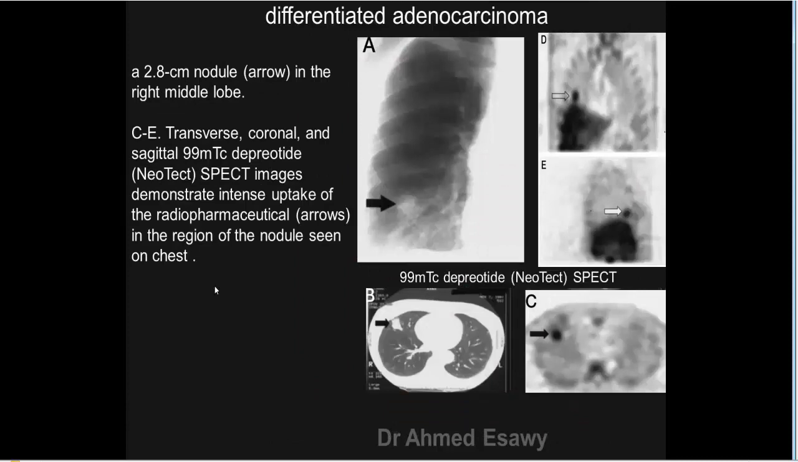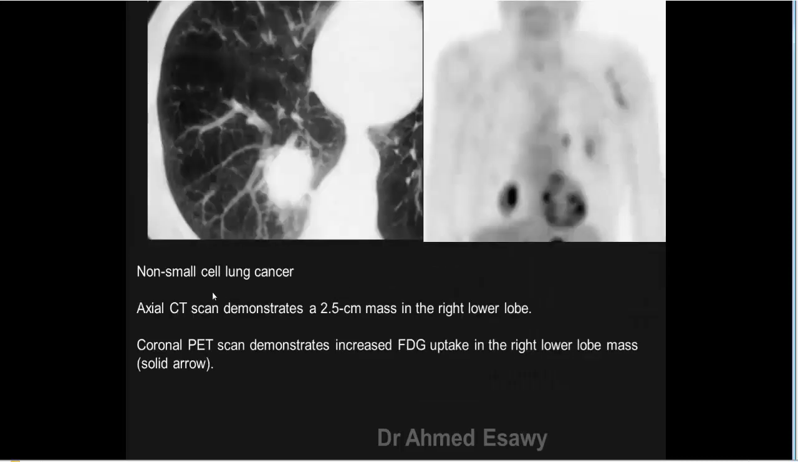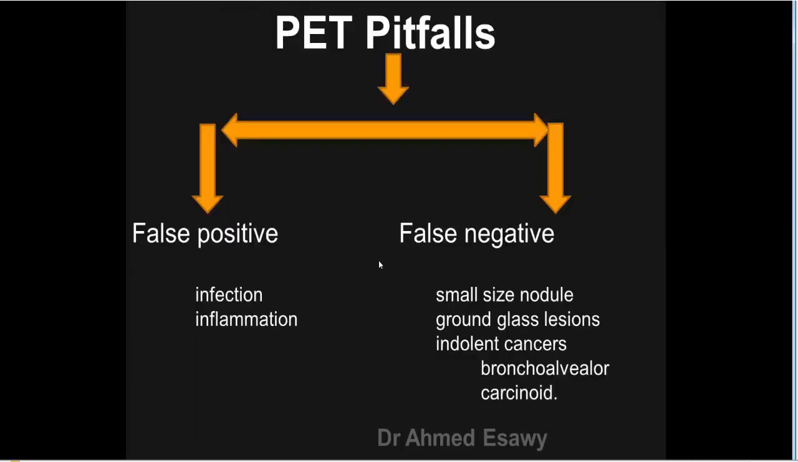Differentiated adenocarcinoma case, a 2.8 cm nodule in the right middle lobe. We show uptake of nuclear material, intense uptake of radiopharmaceutical material in the region of the nodule in the chest. Technetium 99 with SPECT, non-small cell lung cancer, demonstrates in the right lower lobe increased FDG uptake in the right lower lobe mass.